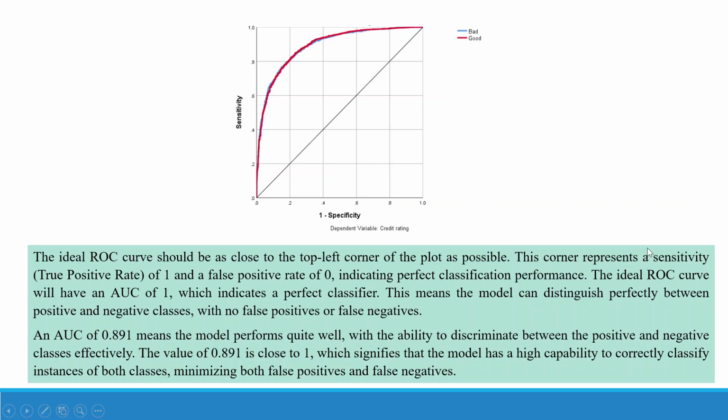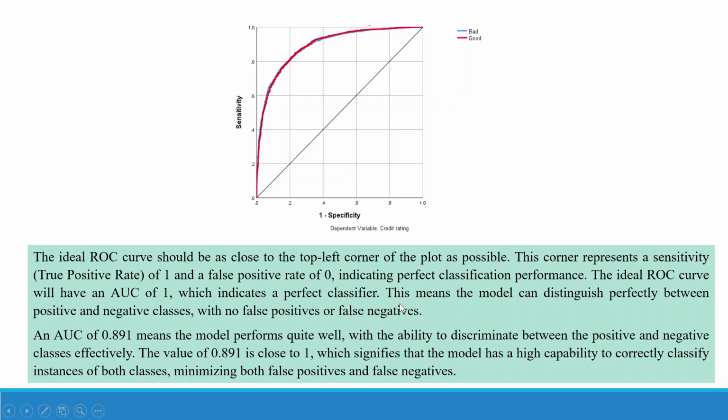This corner represents a true positive rate of 1 and a false positive rate of 0, indicating perfect classification performance. The ideal ROC curve will have an AUC of 1, which indicates a perfect classifier. Now, this is the line of the null model, that is, no predictors are included. In such a scenario, what is the classification accuracy? Naturally, if the predictors are included, then this curve should be above that. We should get a classification accuracy which is more than the null model, the base model.